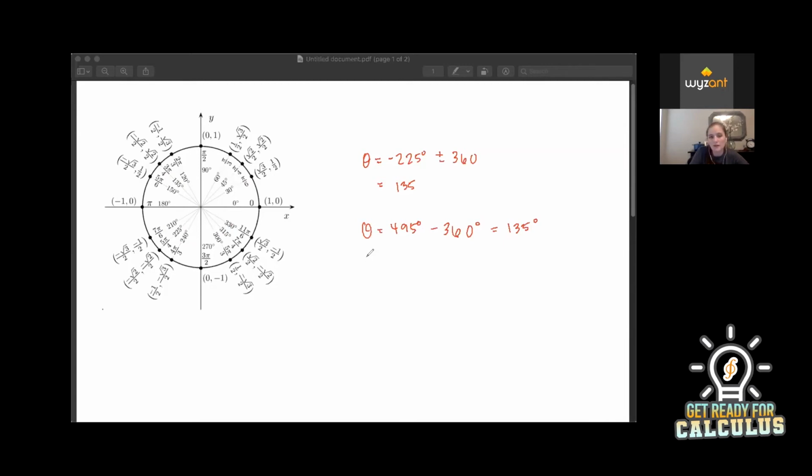Okay, and then same thing if it was like 1200 degrees. That's just a more extreme one, right? So that one you can subtract out 360. You're still over 360, so you subtract out another 360, and you'll get down eventually to something between 0 and 360.